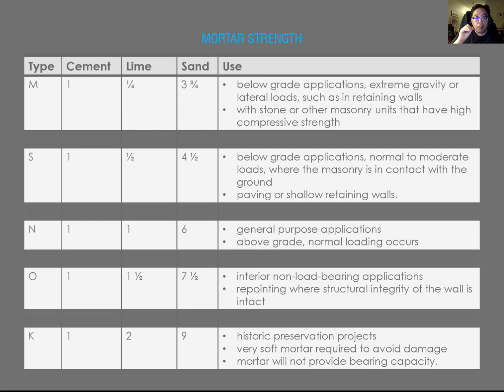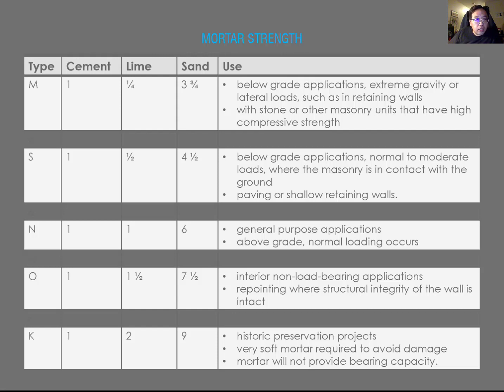And S is the more common type for our industry, and N mortar and S type are very similar, but N type is only above grade. It's not used for underground, but S can be used below grade. And O and K, it is non-bearing wall. It is mostly used for interior purposes.